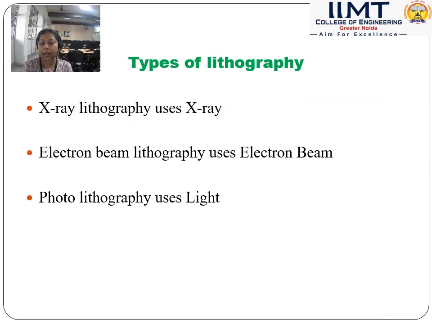Here are the types of lithography, which depend on the lithography technique and the input we are using. The first one is X-ray lithography, by using X-rays. The second one is electron beam lithography, by using an electron beam. And then photolithography, the mostly used technique, which uses light.